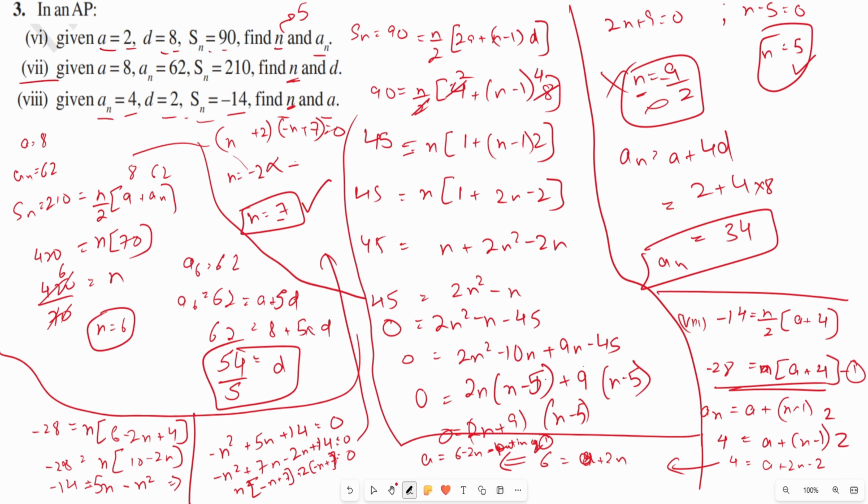We have n as 7. And if I use this 7 in any of these equations, I will get my answer. So let's just take this as equation 2, and put it in equation 2. I will get 6 = a + 14, and therefore a will be equal to minus 8.